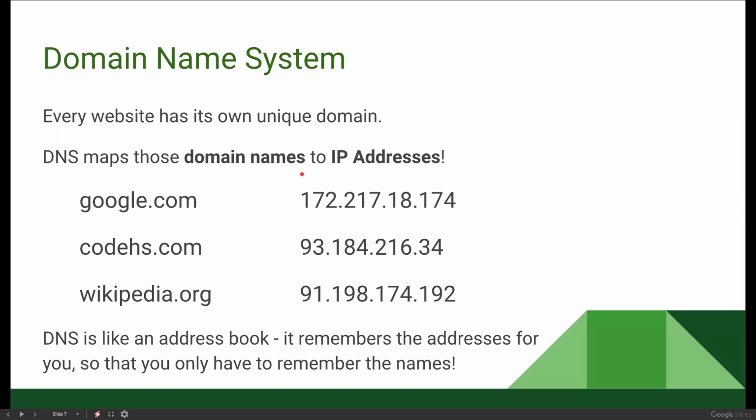And DNS is like an address book. In our phones, we don't have to remember everyone's name and phone number. All we need to know is who do I want to call? What is their name? And our phone remembers for us what phone number is tied to it. DNS is just like that. It's going to remember the IP addresses for all of these websites. So all that we have to remember is that name, google.com, CodeHS.com. So I don't need to remember this sequence of numbers because that's way more effort than remembering CodeHS.com.